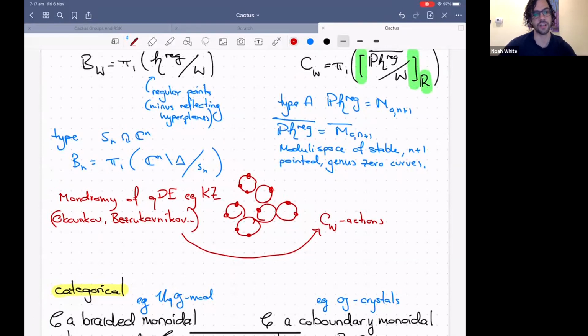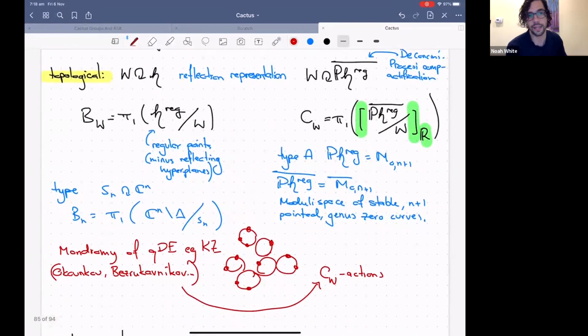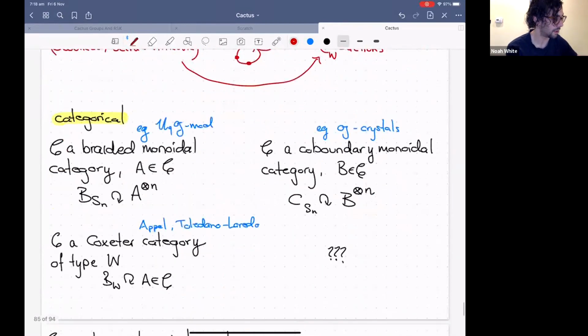But there is a nice picture, and I guess the other reason to mention this is that here the braid groups that are appearing are not just braid groups of Coxeter groups; they can be all kinds of braid groups, and so you get cactus groups that we haven't really met yet either.